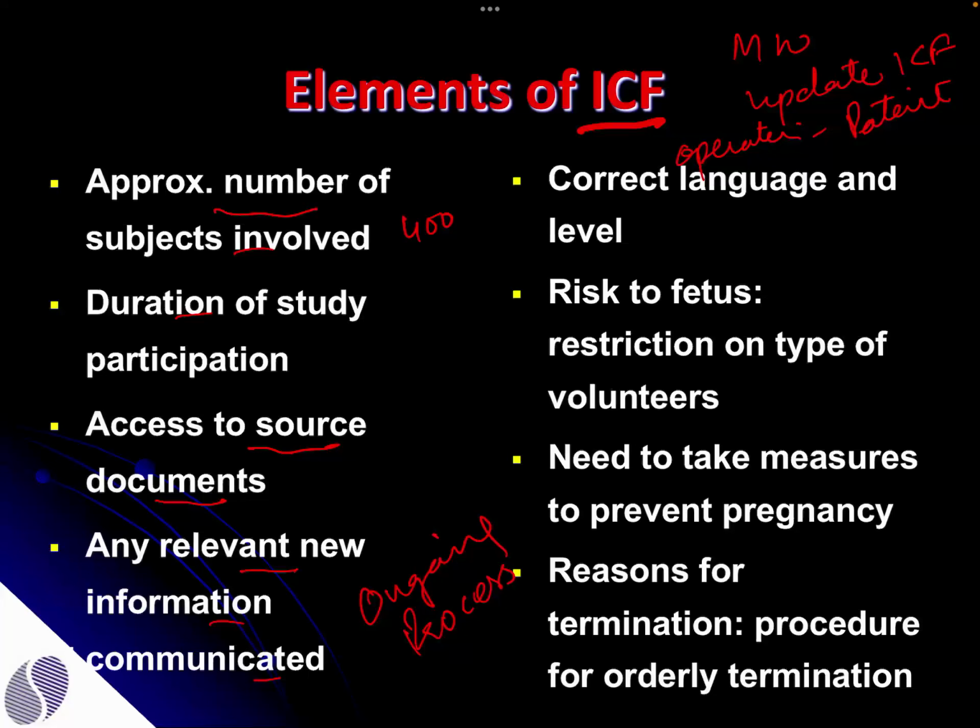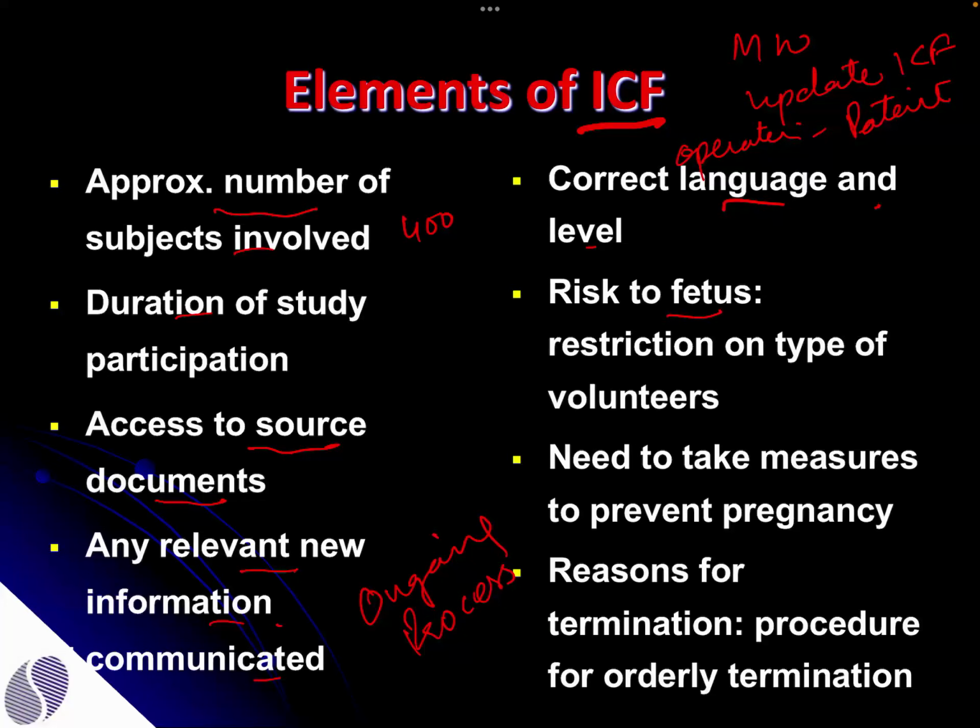Any new information, or maybe your competitor, some other pharma company, has already launched the drug in the market. So you have to give your patients an update that X Pharma has already launched a similar drug, and you can go and take this drug from the market if you want, and you have to take a signature from the patient. So that is how it works with new information. If there is any new information related to the trial, then you have to share it with the patient. Correct language and level, that's mostly managed by your operations team.